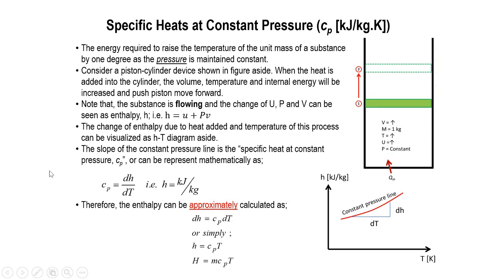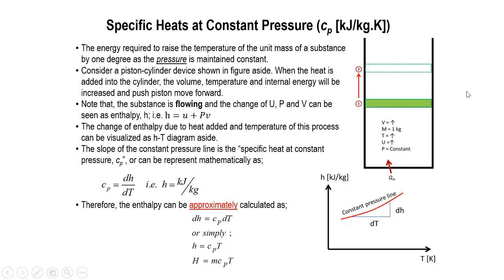So we move on into another one, specific heat at constant pressure, Cp. So basically, what is the specific heat at constant pressure? It is the energy required to raise the temperature of a unit mass of a substance by 1 degree as the pressure is maintained constant. So consider a piston cylinder device shown in the figure aside.